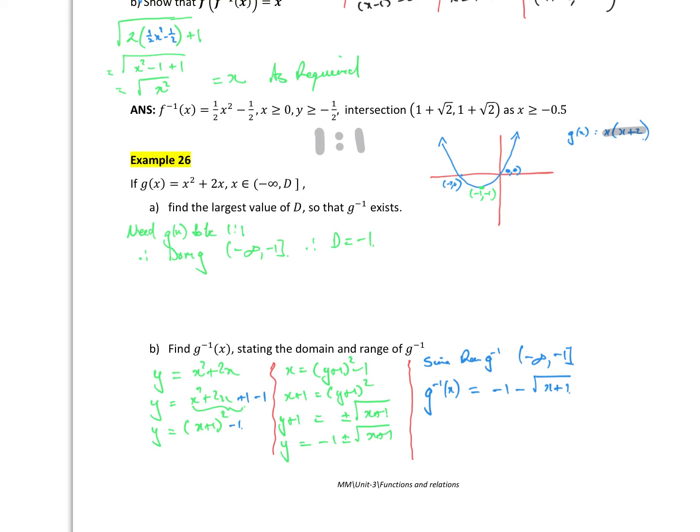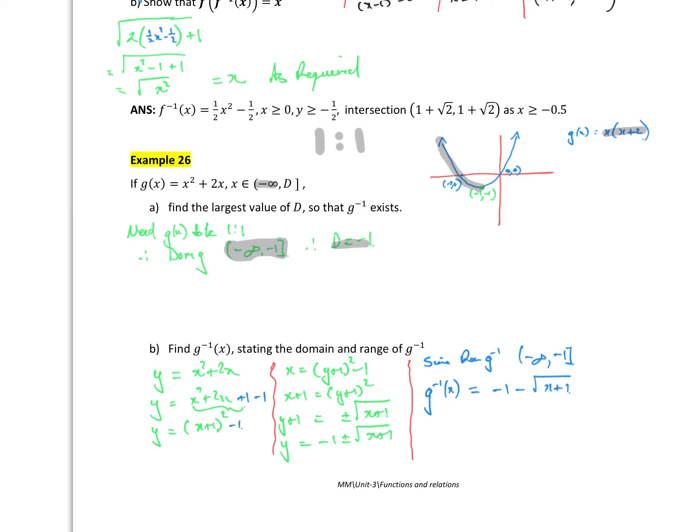I also know the stationary point occurs at negative b on 2a, which would be negative 2 over 2, which is also negative 1. So there's a range of ways we can get the key features. For this graph to be 1 to 1, since my domain starts at negative infinity, I'm going to travel along here until it stops being 1 to 1, which is at the turning point, at x equal to negative 1. So the domain to be 1 to 1 is from negative infinity to negative 1, and that makes d equal to negative 1.